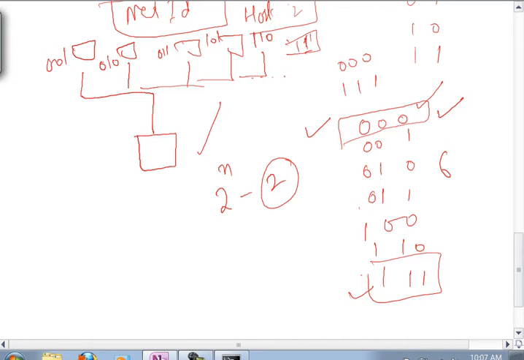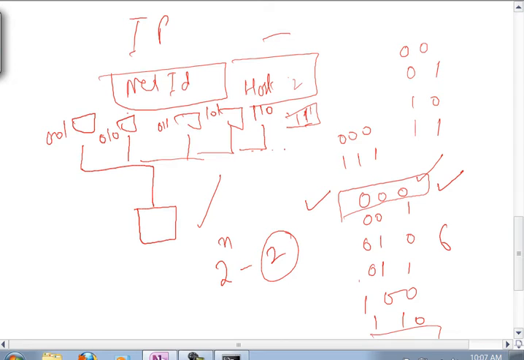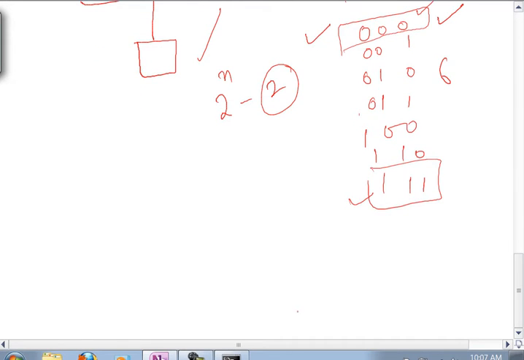Are you getting me what I'm saying? Sure. On this side I have the net ID, on this side the host ID. We'll come back and discuss it again.